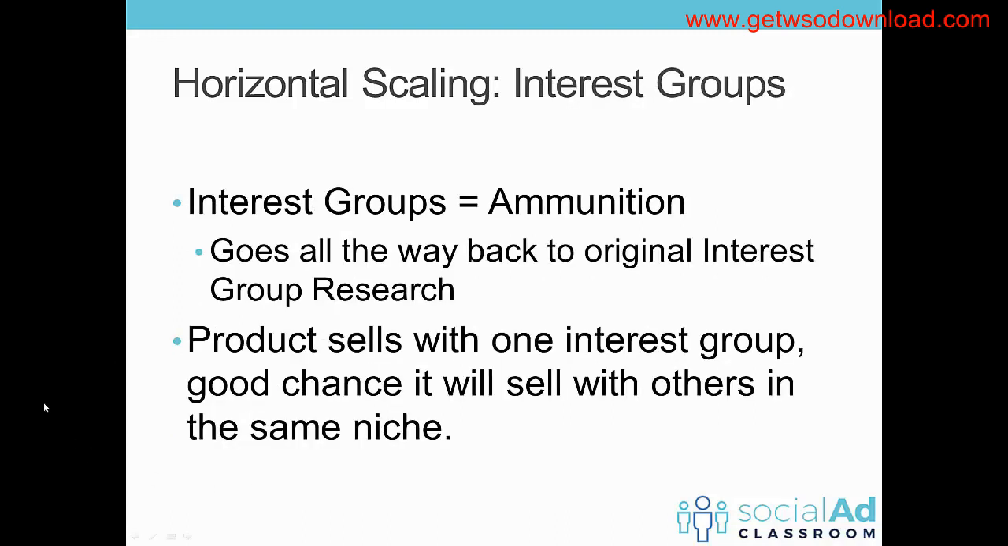So interest groups, yeah, they're your ammunition. Like I said, it goes all the way back to your original interest group research. When a product sells with one interest group, there's a great chance it's going to sell with others in the same niche. So never skimp on your interest group research. You want to have as many interest groups at your disposal as possible. Interest groups equals ammunition. You just want to have as much ammo as you can to make as much money as you can.